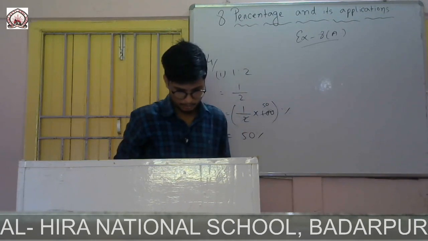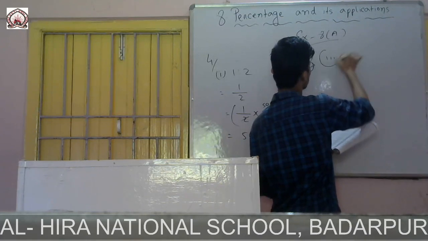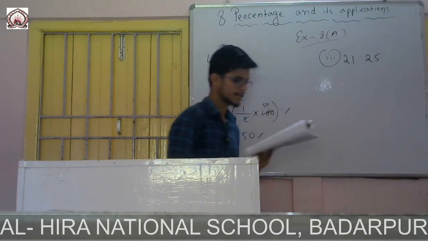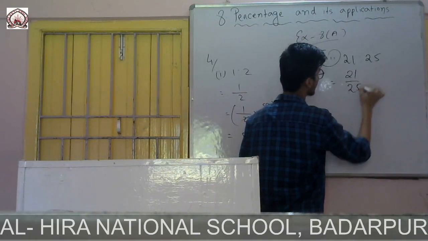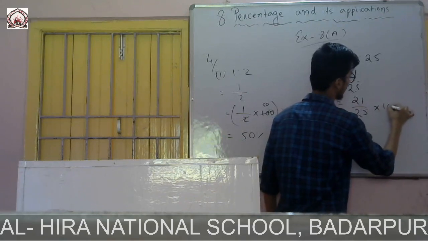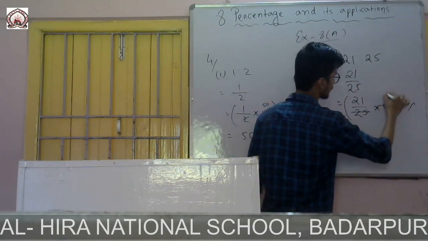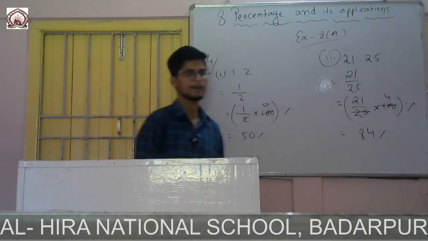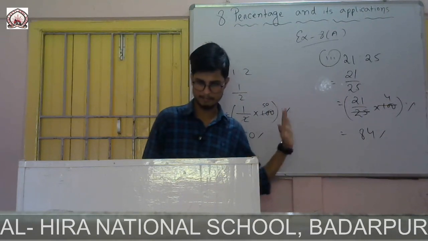Okay, now Roman number 2 is the same. Let me do Roman number 3. It is 21 is to 25. I can write it as 21 by 25, and to convert into a percentage I will simply multiply it by 100 and then I can give the percentage sign. So we know 25 4s are 100, 4 ones are 4, 4 twos are 8. The answer is 84%. So Roman number 2 and Roman number 4 you try the same as this one.